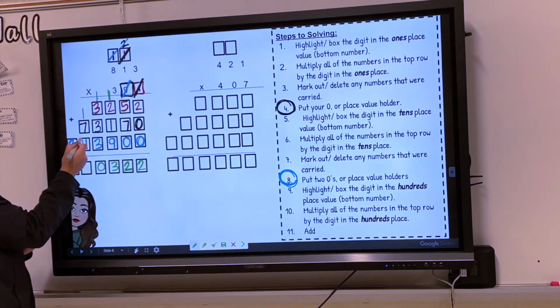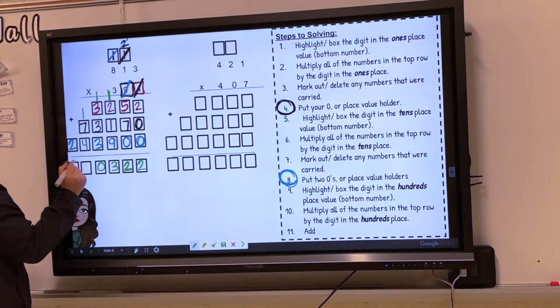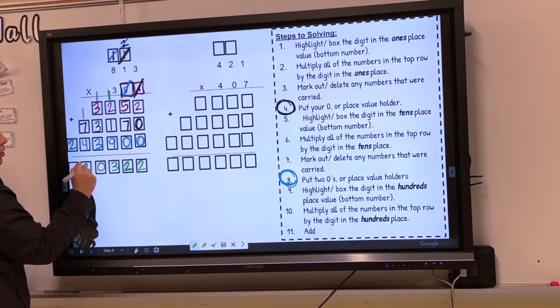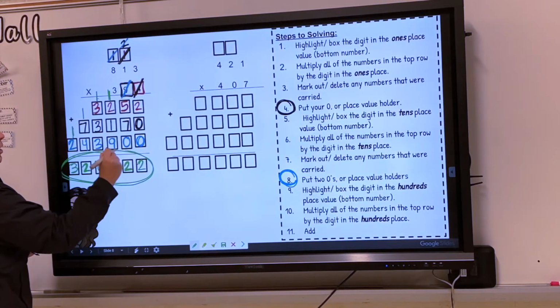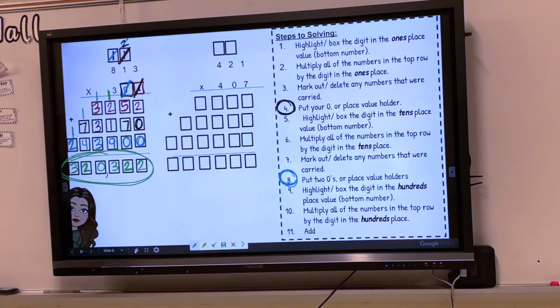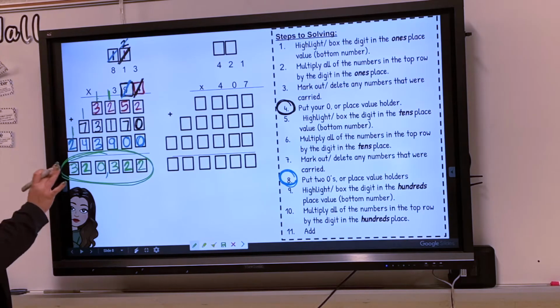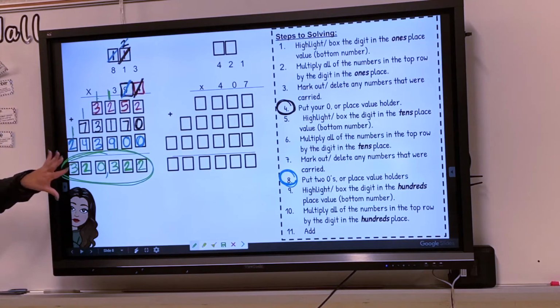1 plus 7 is 8. 8 plus 4 is 12. Put my 2, carry the 1. 1 plus 2 is 3. So our answer is 320,322. Let me check and make sure that's right. Yes, it is correct. Sometimes, y'all, when the numbers get bigger, you have to check your answer. So yes, this is correct.